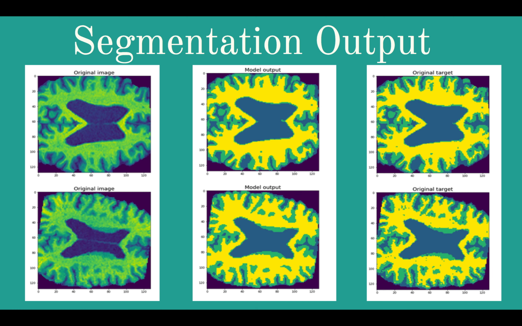So the slide shows two of the slices of the segmented output of the 3D brain sMRI. The left one is the original image slice, the middle one is the model segmented output slice, and the right one is the original target slice. You see that the model's output is quite close to the ground truth segmented map.